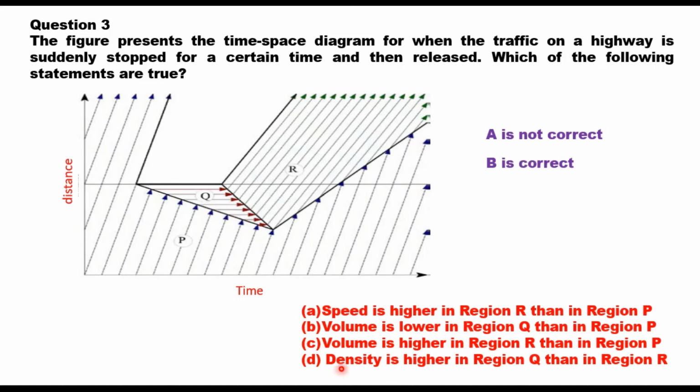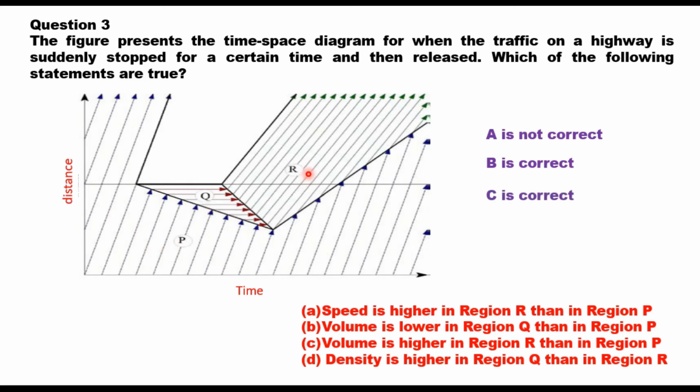Now C is, volume is higher in region R than in region P. See here in R, I told you the vehicles are moving at capacity and therefore this is the highest flow. So this volume is higher than the flow in any region, either P or Q. So this statement is also correct.